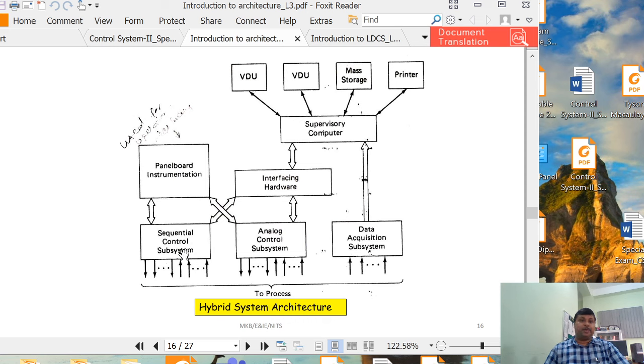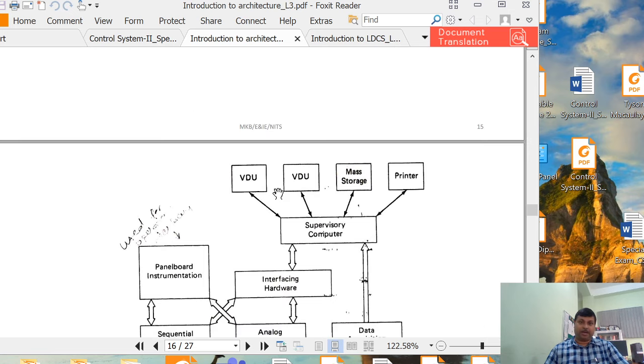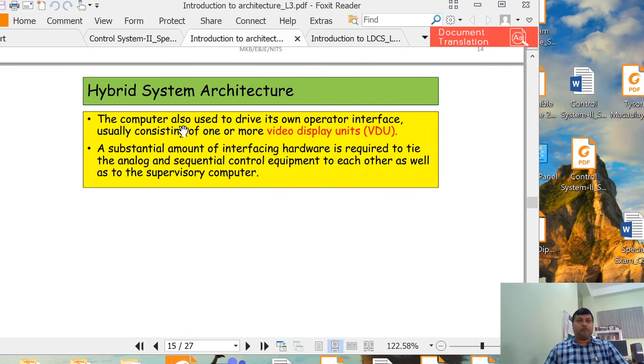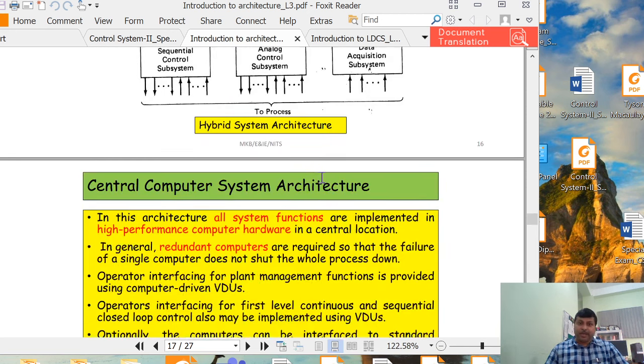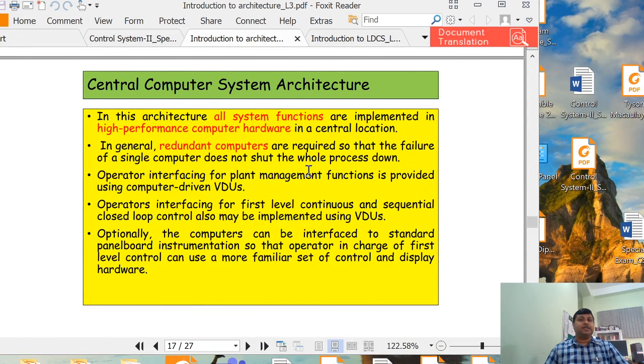But you see here a mixture of controllers: someone is discrete control, someone is analog control. So that's why the supervisory computer, to interact with the sequential control as well as the analog control system, requires interfacing hardware. The last thing shown is that the computer also drives its own operator interface, usually consisting of one or more video display units, known as VDU. A substantial amount of interfacing hardware is required. Why? To tie the analog as well as the sequential control equipment to each other as well as to the supervisory computer. Okay, another development, as we said, is the central computer system architecture.